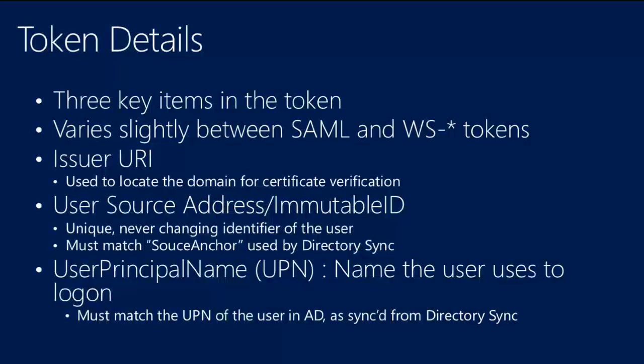The second one is what's called user source address. Immutable ID is another word that you'll hear it come through as, but it's effectively the source anchor that came from directory sync. And it's case sensitive, so capital A and lowercase a are two different values. So this is one of the reasons that we say DirSync is required for federation, because this value is key. If you try and authenticate and you don't provide the same user source address or immutable ID in the token that is configured in the directory, the authentication will fail. You'll get an error basically saying you haven't been provisioned yet.